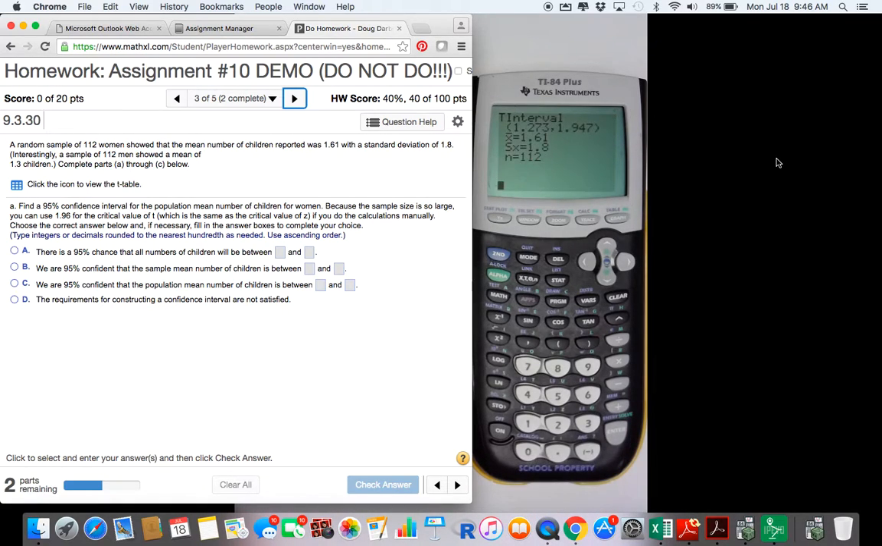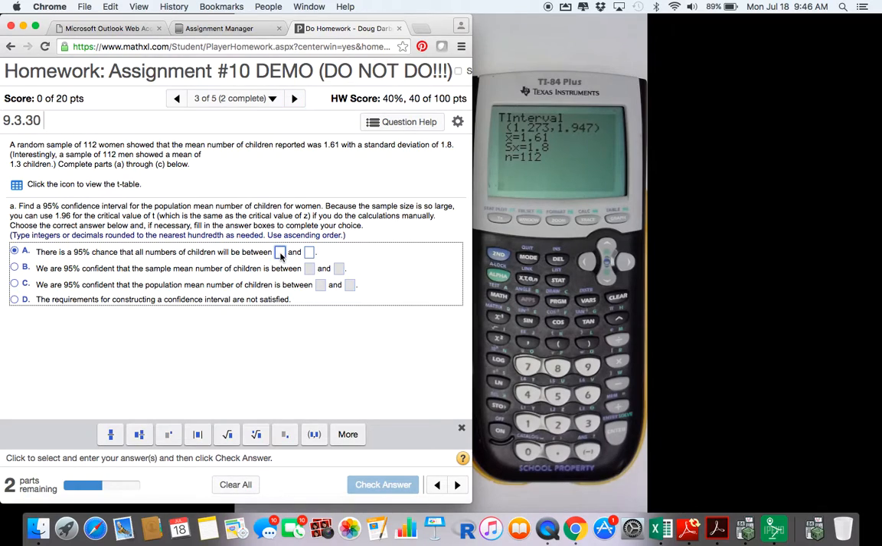All right, so my left bound, right bound, and it looks like it wants me to the nearest hundredth, so that's two places. So I need 1.27. Whoa! I gotta do more than just put this in. I have to come up with the correct interpretation. So, A: there's a 95% chance that all numbers of children will be between. That's goofy. You know, that can't be true.